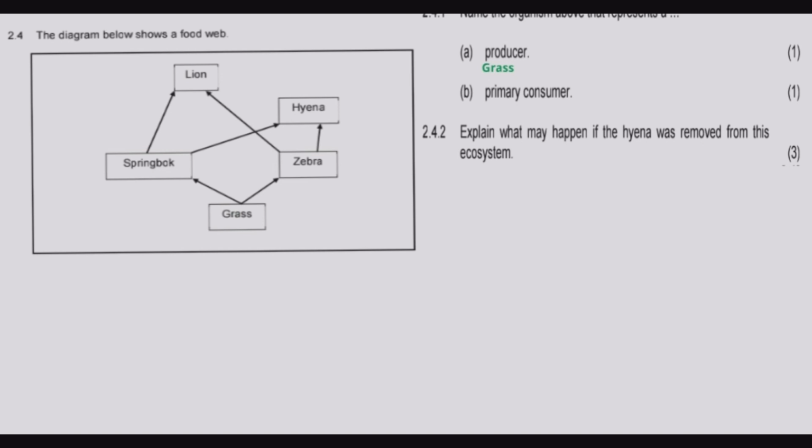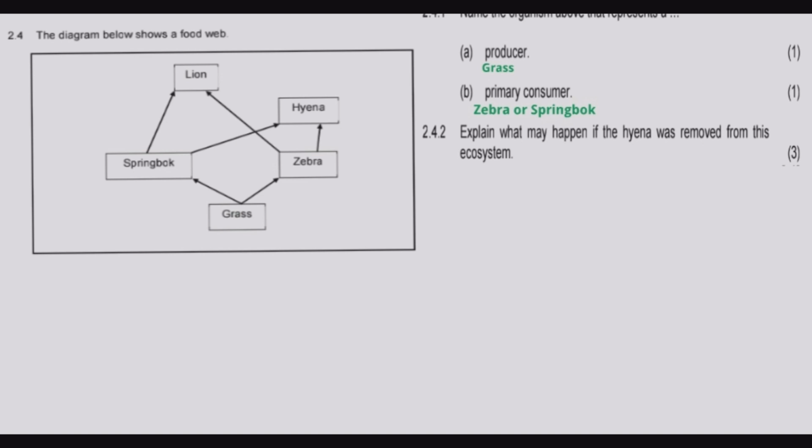Then B, primary consumer. The primary consumer here is zebra or springbok. These are the primary consumers. They eat the producer of the energy, which is grass. Now we come to question number 2.4.2. Explain what may happen if the hyena was removed from this ecosystem.